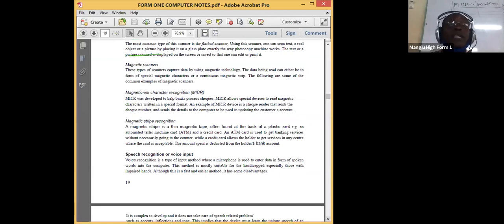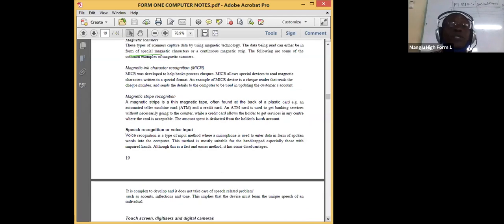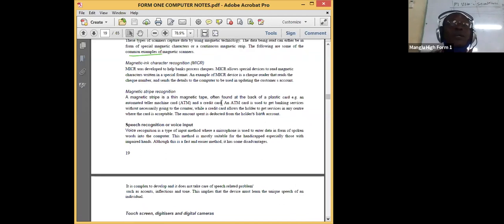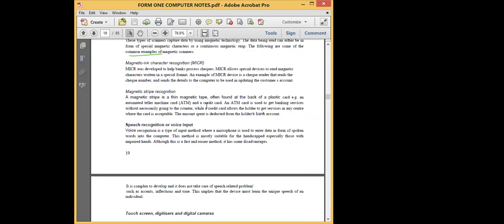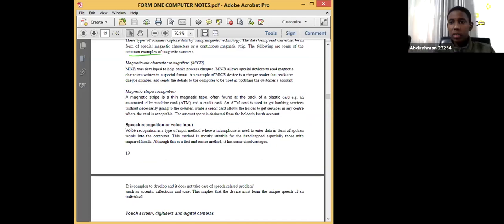We have magnetic ink character recognition. We have magnetic stripe recognition, and we have the examples. Some of you are familiar with those examples. And then we have speech recognition. Those are scanners. Up to that point, we have the scanners.